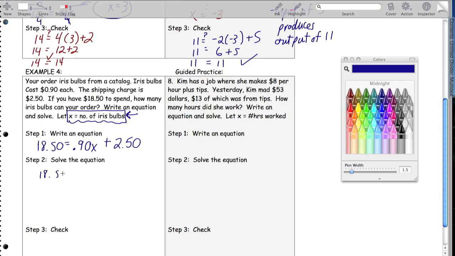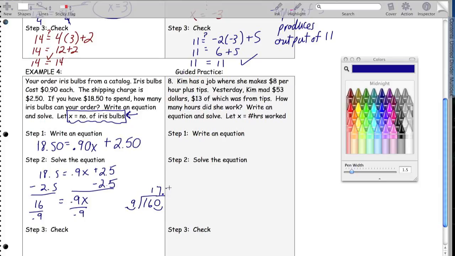Now we're going to solve it. I'm going to drop the extra zeros, and I'm going to subtract 2.5 first because I need to get this x on its own, and the 0.9 right at the moment is stuck to it. So I get 16 equals 0.9x. I'm going to divide by 0.9. So on this side, the scratch work that you're doing should look something like this. Move this over, bring the decimal point up. And when you divide, you're going to get 17.7 repeating. 17.7 repeating is what x equals.